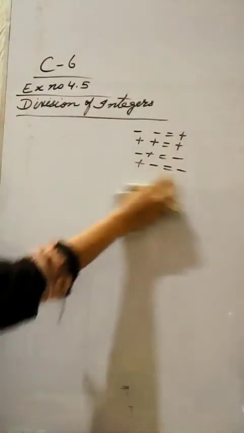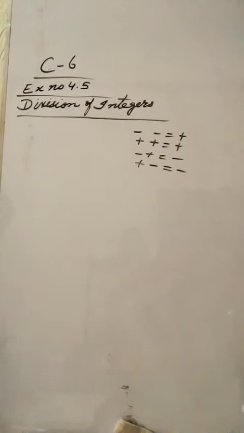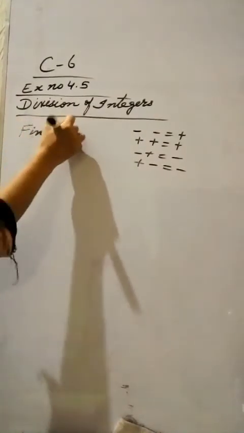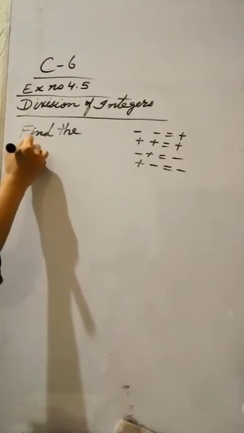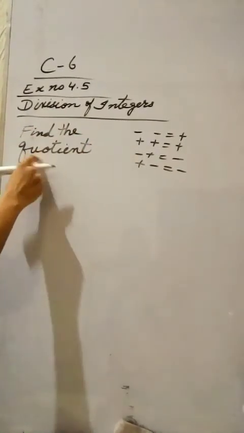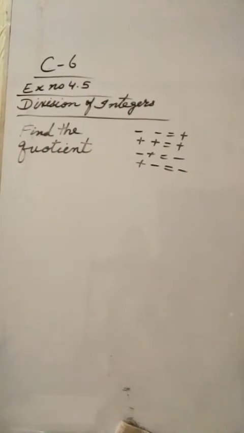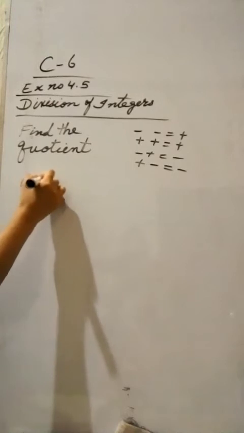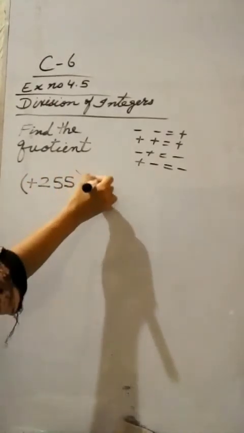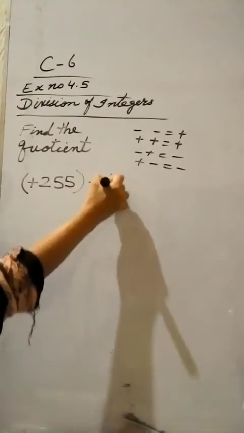But if we have a question: find the quotient. Quotient means the answer of division. So how to solve? First of all, write your question. 255 divided by minus 18.